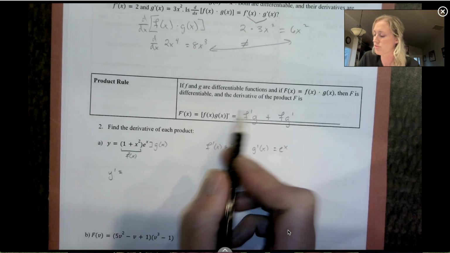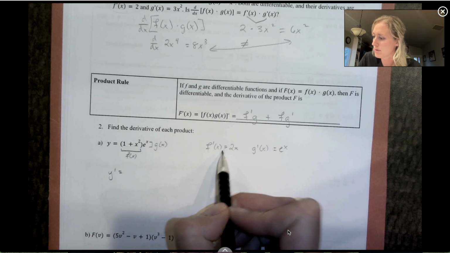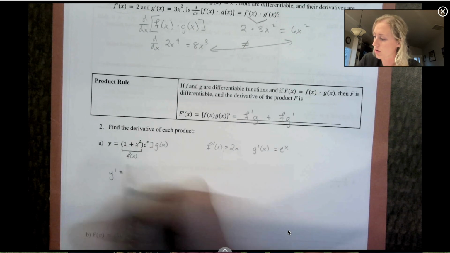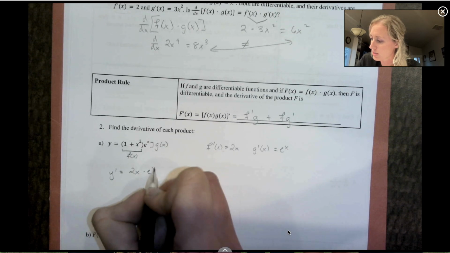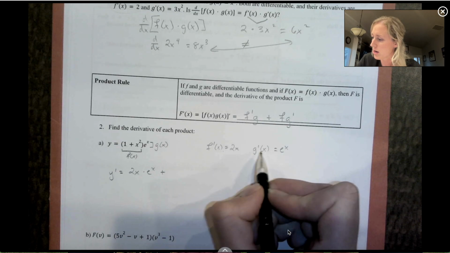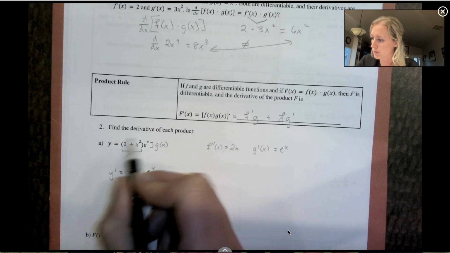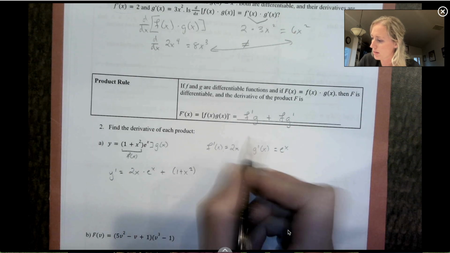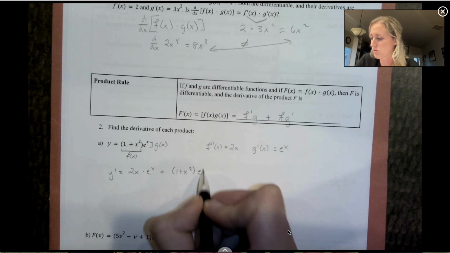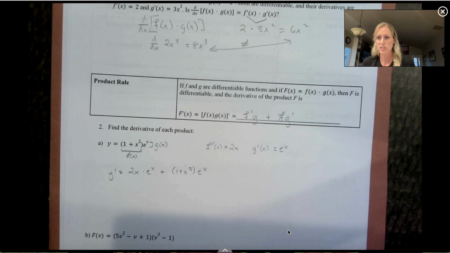So if I use this equation, we've got f prime times the original g. So f prime is 2x times g, e to the x, plus f, which my original f was 1 plus x squared, times my g prime, which is also e to the x. You can actually leave it just like this, you guys. On the AP test, when you are doing free response, you don't get any more points for simplifying. You can just leave answers as they are.